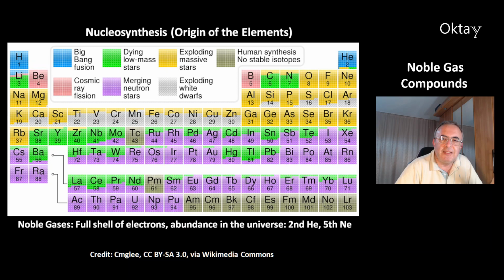This is the nucleosynthesis, the origin of the chemical elements, and the noble gases are at the right. You can see helium is a product of the Big Bang fusion. The other noble gases were synthesized later. All noble gases have a full shell of electrons. Helium is the second most abundant element in the universe. Neon is the fifth most abundant.